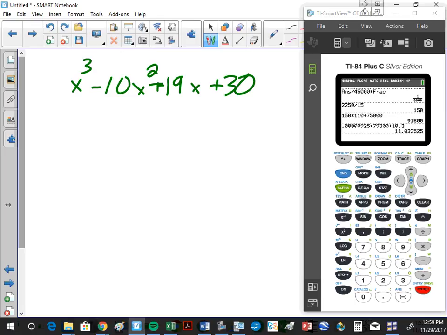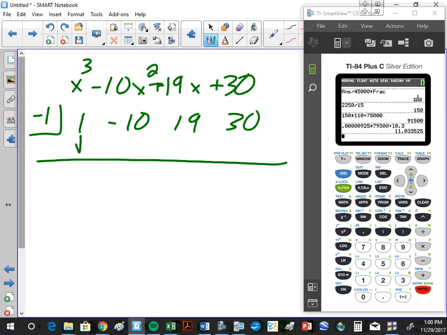You just change the sign of every other one. So it'd be 1 plus 10 plus 19 minus 30. 1 plus 10 plus 19 minus 30 is in fact 0. So I know that -1 works. 1, -10, 19, 30. Drop the 1. -1, -11, 11. That's 30, -30, and 0.